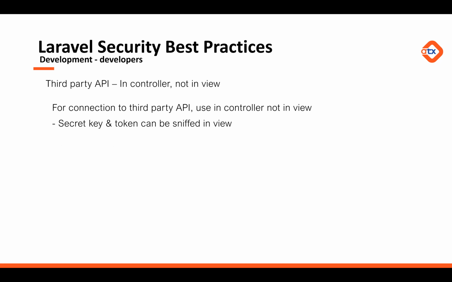Okay, if you're connecting to third-party APIs, make sure that you do that in the controller and not in Vue, because I've seen some API documentation from third parties that prefer to have a connection to their backend in the browser, in Vue. I think it's better if we move everything to the controller, because we can safeguard the tokens and secret keys as well. Remember, if we put it in Vue, then it can be sniffed.